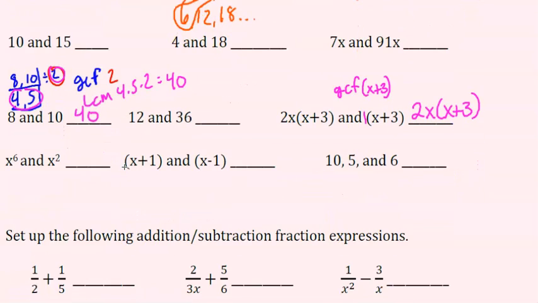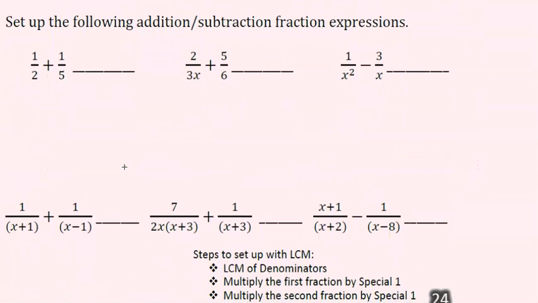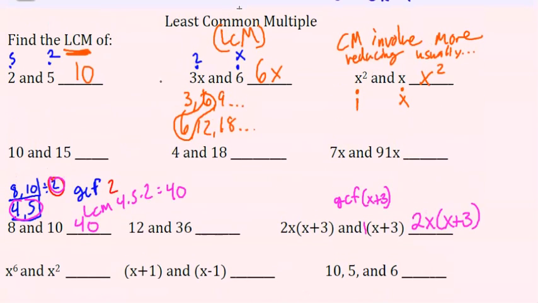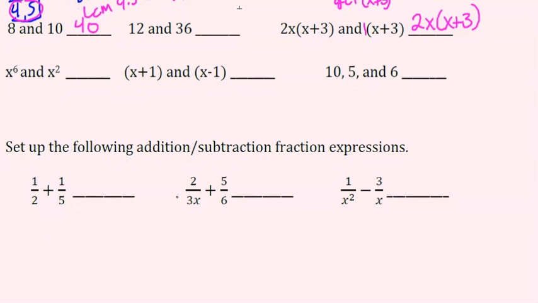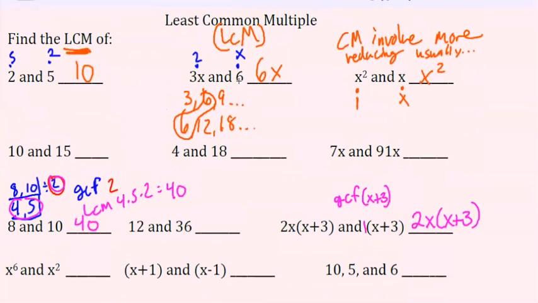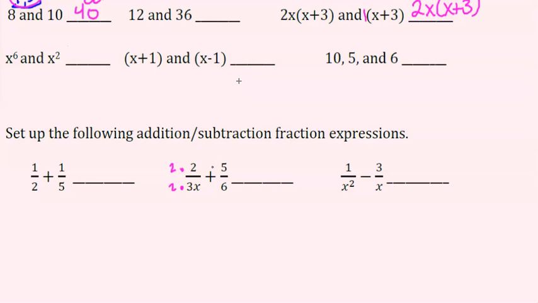Alright, so let's go on to the next part of the page. Set up the following addition, subtraction, fraction expressions. So we have 3x and we have 6 just like before. To get 6x, we multiply 3x by 2. So we're going to multiply these by the unity fraction 2 over 2. To get 6x from 6, we're going to multiply by x. So we're going to multiply the second fraction by x.